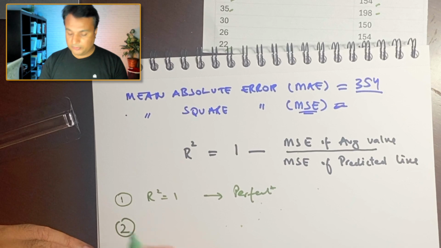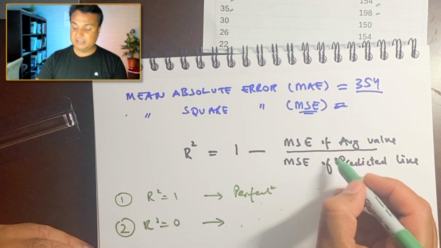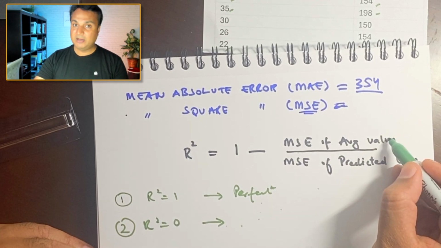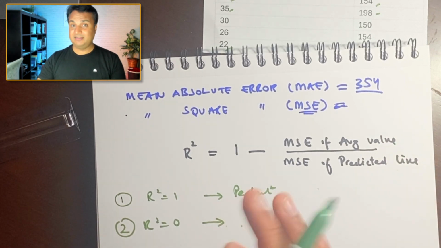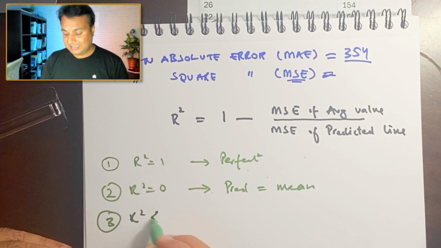The second scenario is that R square is 0. Now what does this mean? It means that this ratio comes up to be about 1, which means the numerator and the denominator are equal, which means both errors are almost the same, which means that the predictions are just as good as the mean value. The third scenario is that the R square value is less than 0.